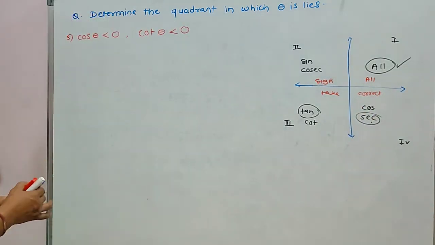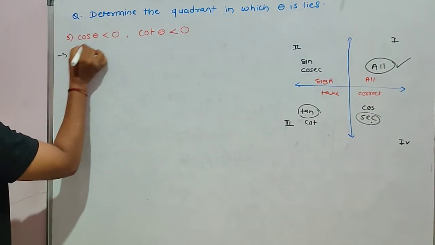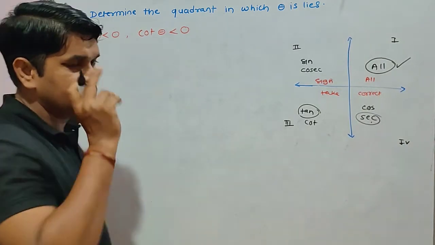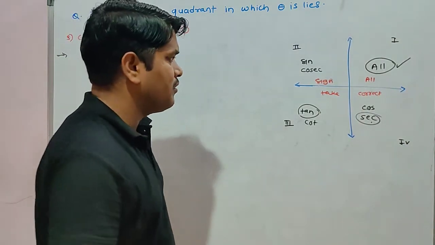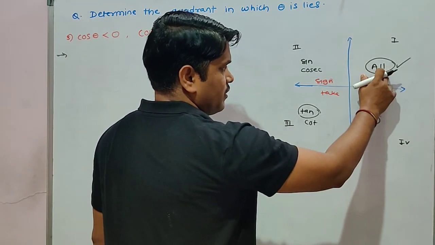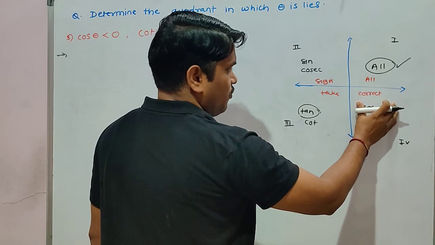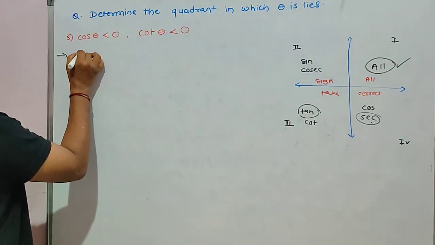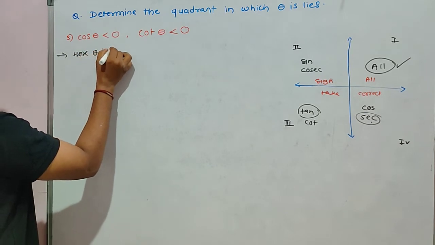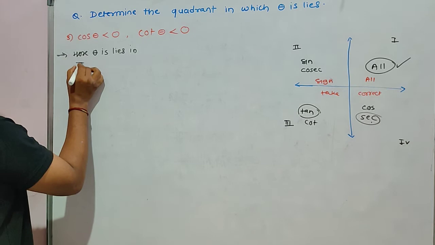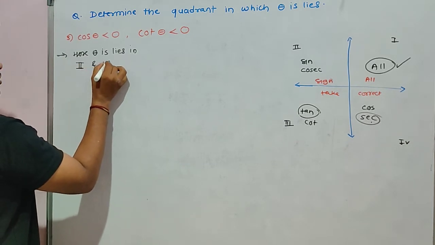So for the first one, cos theta is less than 0. Less than 0 means that cos theta is negative. Where will cos theta be negative? Here it is positive as well as here it is positive. That means it is positive in the first and fourth. So remaining is what? Second and third. So here theta lies in second and third quadrant.